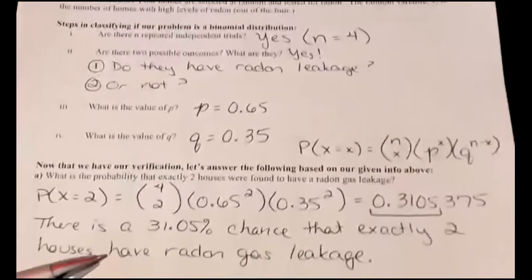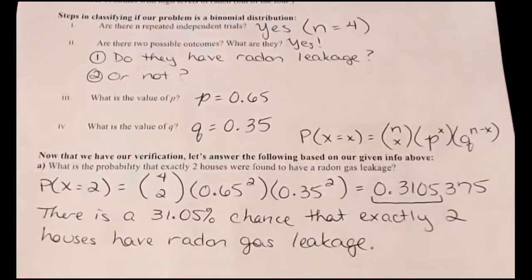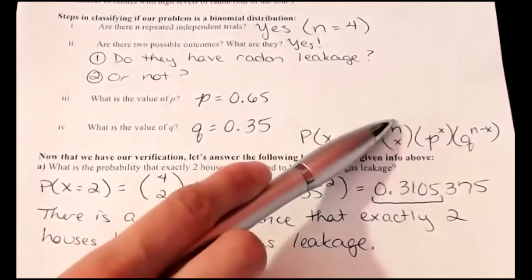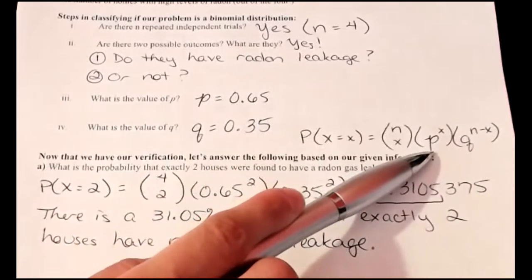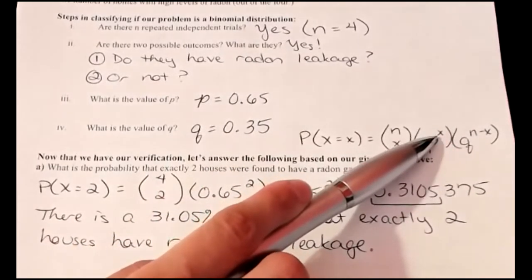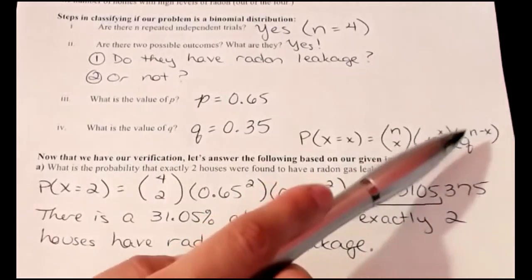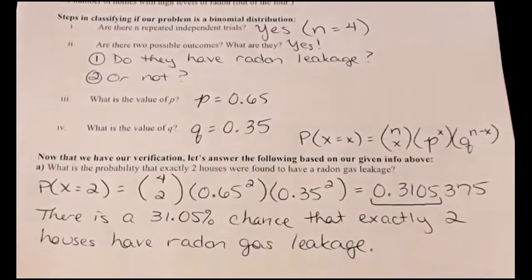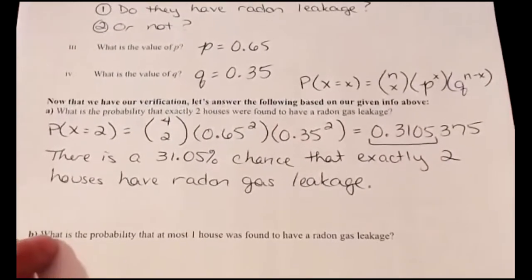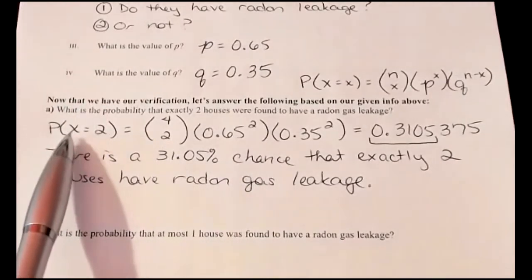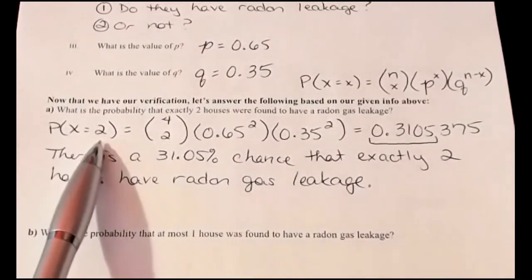I then wrote our formula for calculating the probability of a specific value as n choose x. This is combination, n choose x. The probability of success raised to the number of successful outcomes times the probability of failure raised to the number of failed outcomes. For part A, we wanted to find the probability that exactly 2 houses were found to have radon gas leakage. So that's when the random variable takes on the exact value of 2.